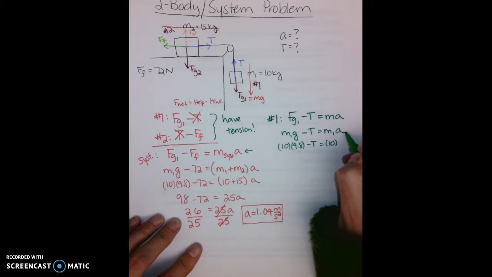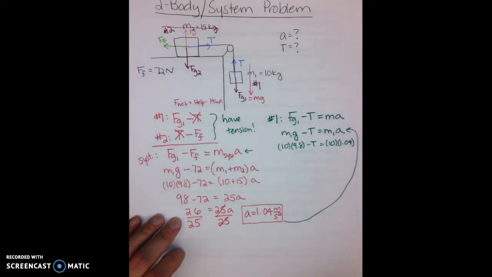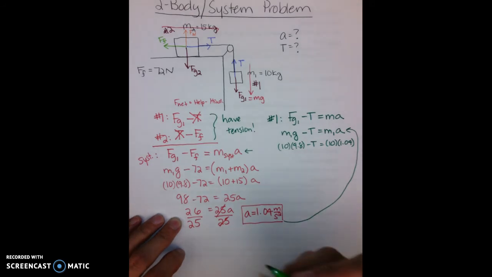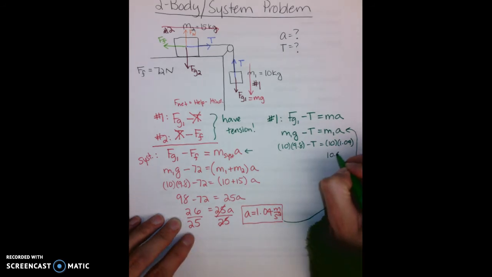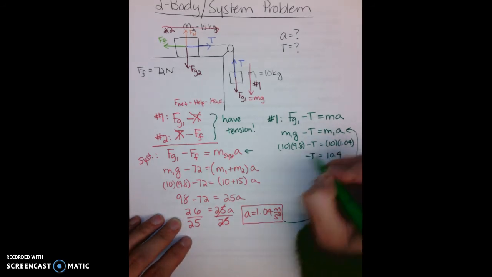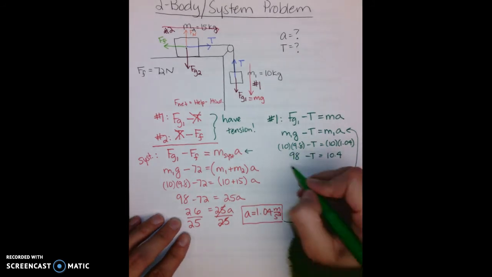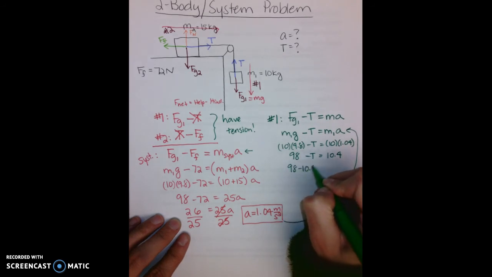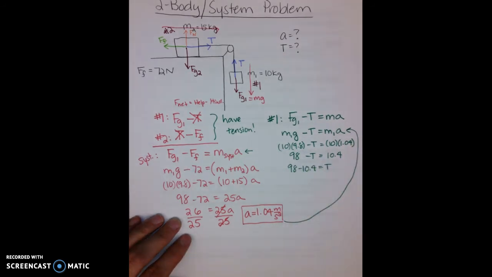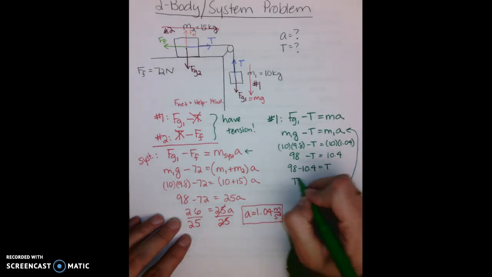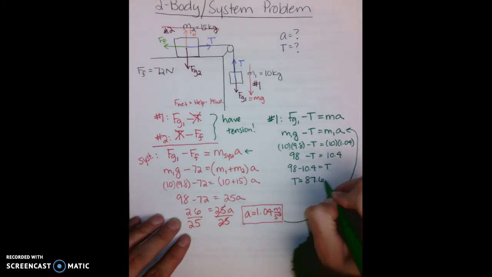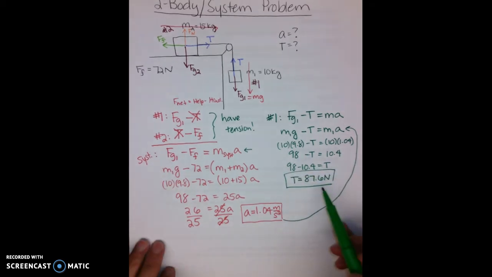And now the acceleration, I'm going to get that from here. That's the system acceleration, 1.04. So 10 times 1.04 leaves me with 10.4, and that equals 98 minus t. So I'm going to add t to the other side and subtract 10.4. So I get 98 minus 10.4 is equal to tension. And so that gives me a tension of 87.6 newtons.